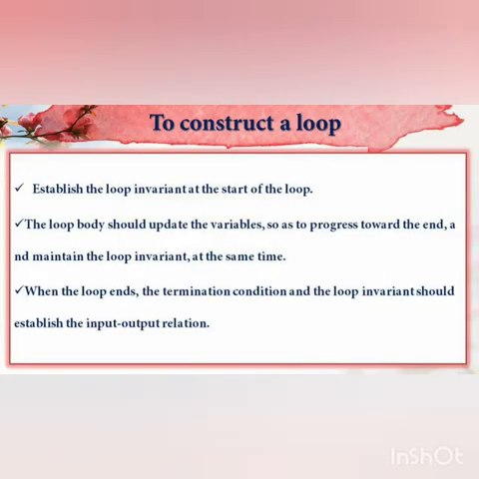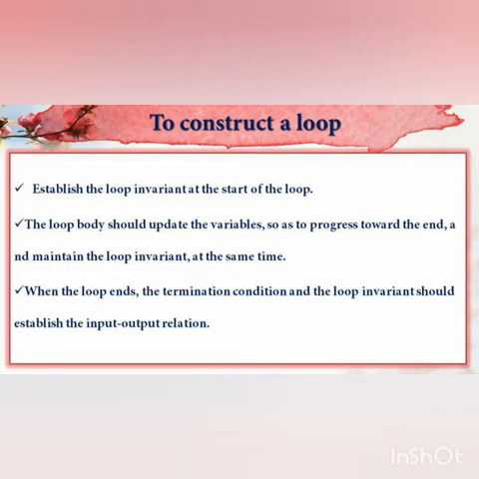Then how to construct the loop? Establish the loop invariant at the start of the loop. So we have to establish the loop invariant at the starting of the loop. Then the loop body should update the variables so as to progress towards the end and maintain the loop invariant at the same time. So while executing each time, the value of the variable will be changed, that is updated, but it maintains the loop invariant at the same time. Then only we will achieve the desired output.